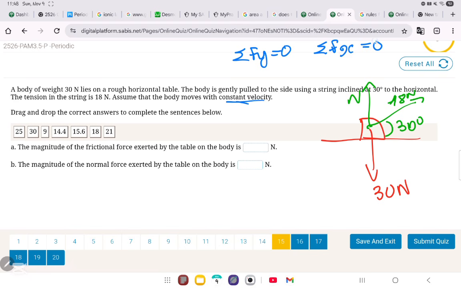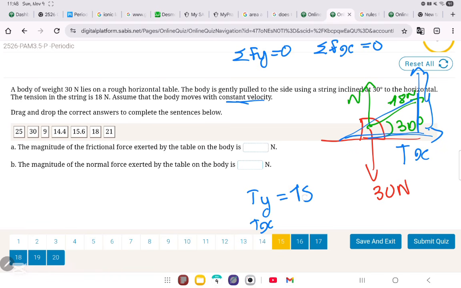Before we start anything, we need to resolve. We cannot keep it like this. So we need to resolve the tension. Tension will turn into tension Y and tension X. Tension Y, okay, based on the triangle. Like you see, this is the triangle over here. This is tension Y, and this is tension X. So based on the triangle, tension Y is opposite to the angle, so we will use sine. So it's going to be 18 sine 30. And then tension X is what? Tension X is going to be the tension times cosine 30 because tension X is adjacent to the angle, okay?